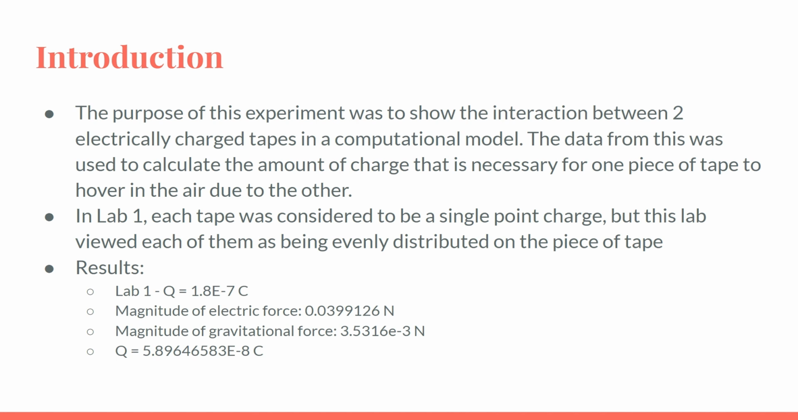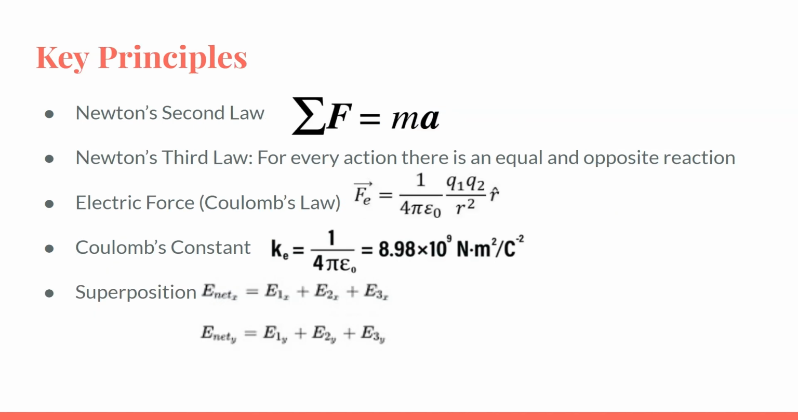In Lab 1, each tape was considered to be a single point charge, but this lab viewed each of them as having the charge evenly distributed on the piece of tape. In Lab 1, we found the tapes to have a charge of 1.8 times 10 to the negative 7th coulombs, but in this lab, we found a magnitude of electric force of 0.0399126 newtons, a magnitude of gravitational force of 3.5316 times 10 to the negative 3rd newtons, and a charge of 5.896 times 10 to the negative 8th coulombs.